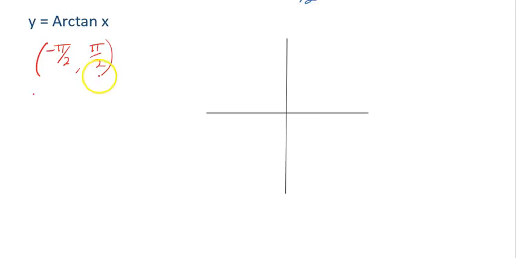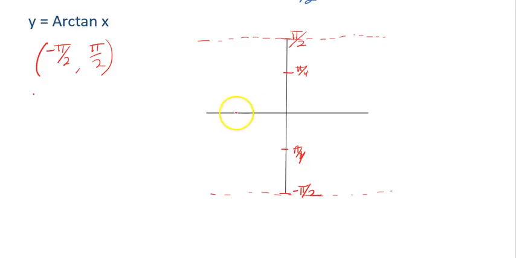And so I'm going to label my y-axis from negative pi over 2 to pi over 2, just like I did with the arcsine. That's our restriction there. But again, on tangent, you have a vertical asymptote at pi over 2. So on arctangent, it's a horizontal asymptote because x's and y's switch, and you will also have one at negative pi over 2. Now you can label your pi over 4 and your negative pi over 4 and negative 1 and 1.